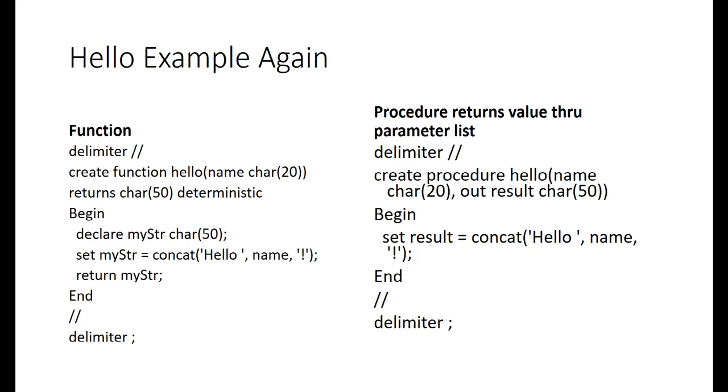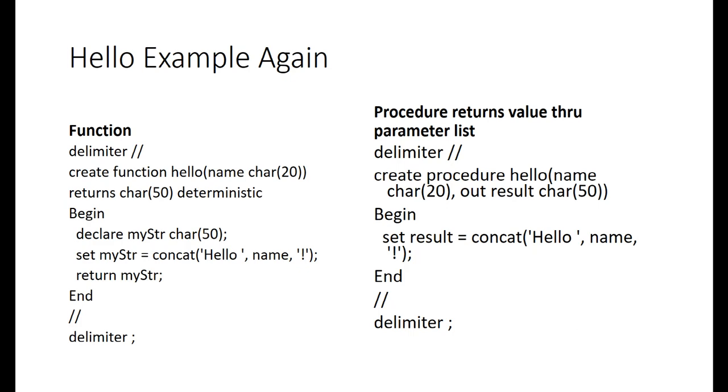Okay, I play my delimiter game. I have a create procedure, hello. It takes a name that's 20 characters long. Now I've got this second parameter. You see, there's the comma there. It's called result and it's 50 long. But notice this keyword out. Out means that instead of passing a value in, we're going to pass a value back out.